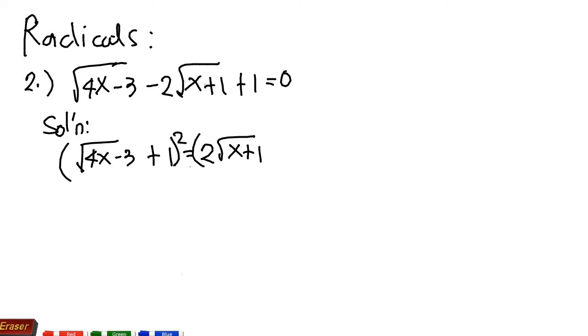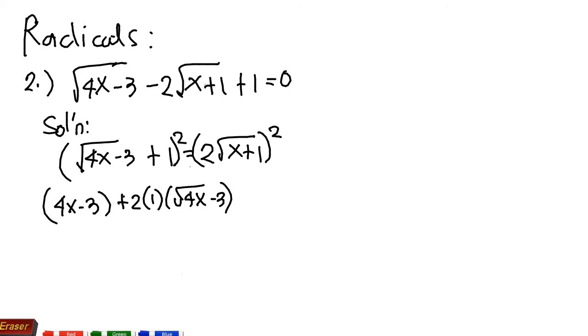Squaring both sides, that will give us, if you're going to square the square root of 4x minus 3, what remains is 4x minus 3. And then twice the product of the 2, that will give us plus 2 times 1 times the square root of 4x minus 3. And that is plus 1. And that is equals to, squaring both sides, so the square root cancels, then square the 2, that will give us 4 times x plus 1.